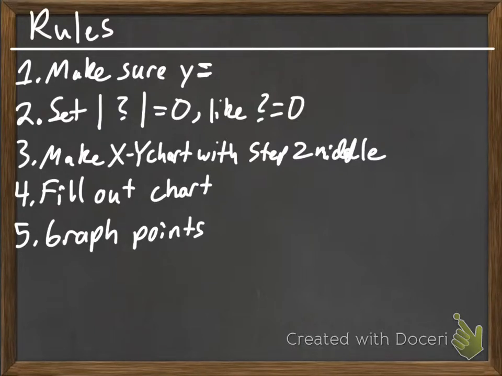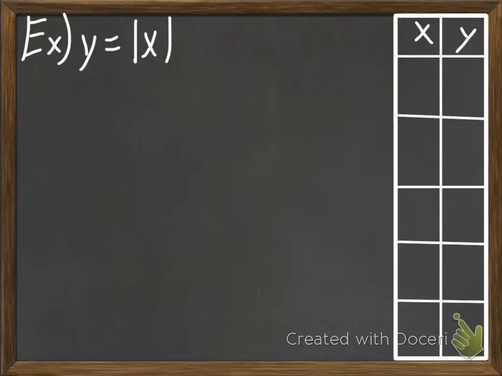The reason we do that is because when we make an xy chart, we're going to have our step 2 in the middle. We're going to have whatever that x equals as our middle part of our xy chart. We fill out the chart, then we graph our points, and then we draw the lines. So those are the 5 rules we're going to follow to graph our absolute value equations. So let's go through and do some examples.